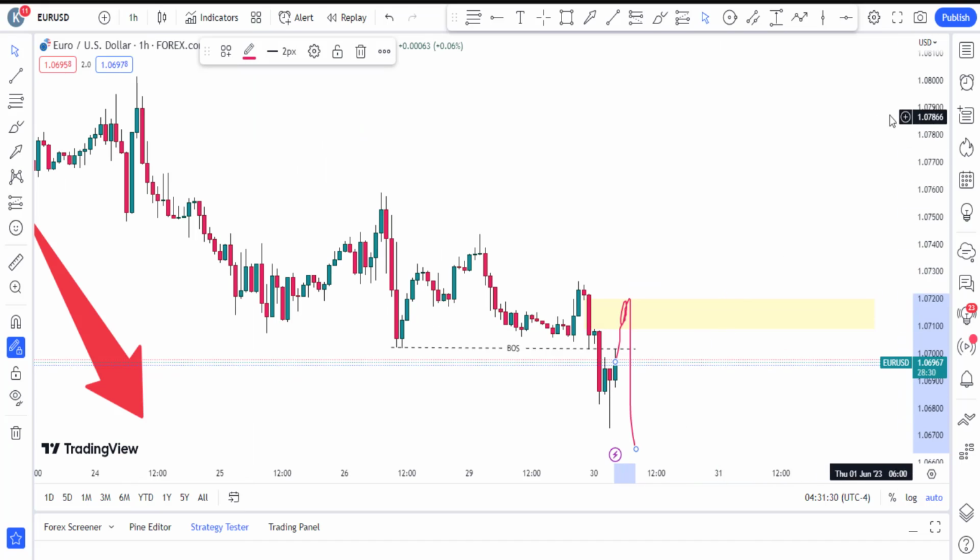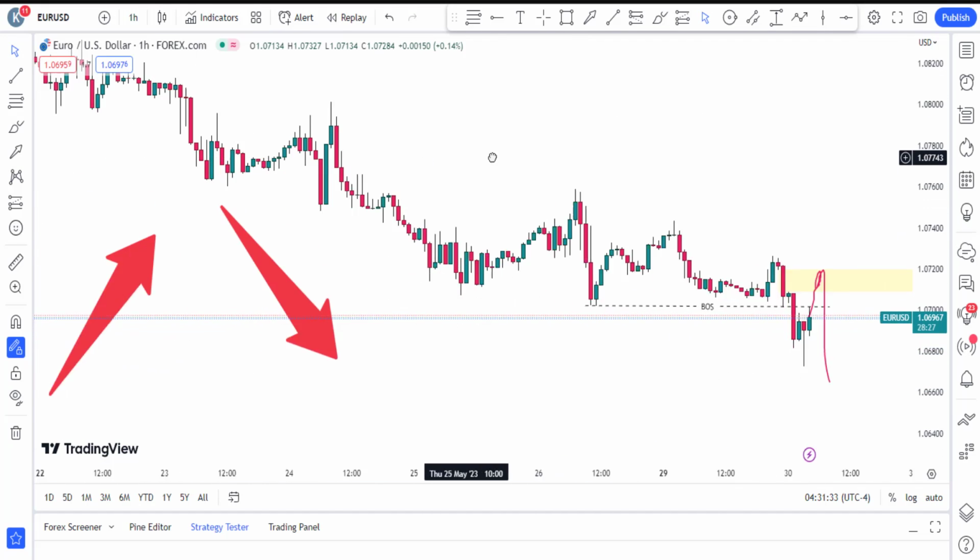So look at this. We are bearish on foreign currencies and bullish on the dollar.